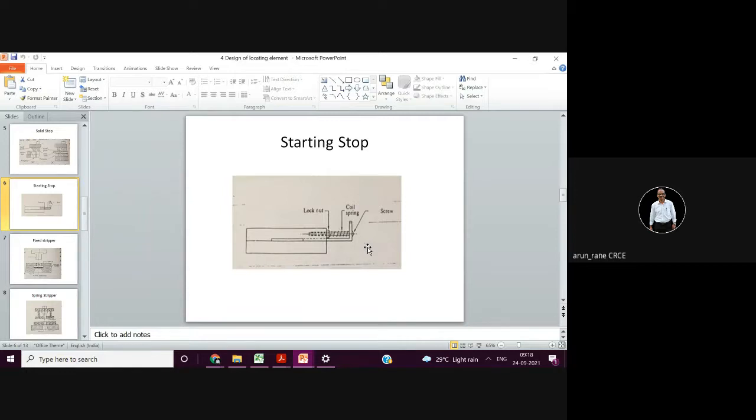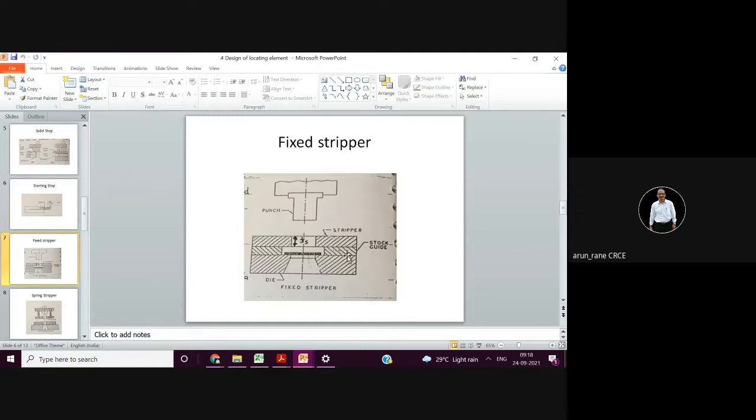Then subsequently you have a locating punch to locate the punch tool. In case you don't want to use that locating punch, then you have to use this stop. So that additional requirement of a station is not required if you are using this kind of stops.